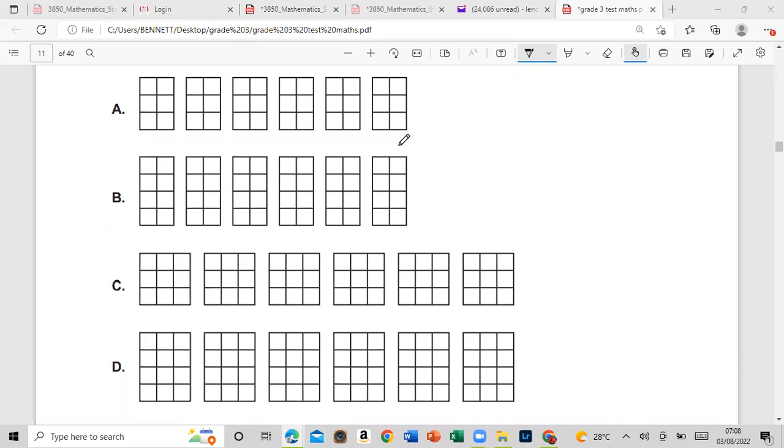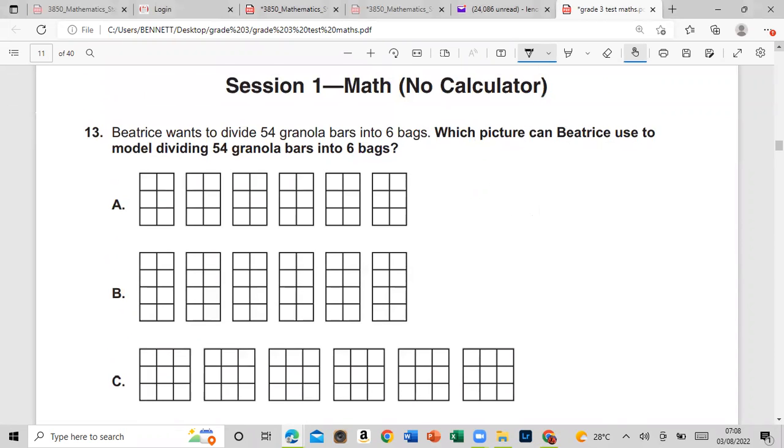All right, so groups of 6. So what times 6 gives us 54? That's the main thing, right? So we know that 6 9s is 54. So we're going to look for which group of 6. So this is 6, 6, 6, 36, 1, 2, 3, 4, 5, 6, 7, 8. This can be 6 8s, 48. This has 9. So that means it is. So that would be C.